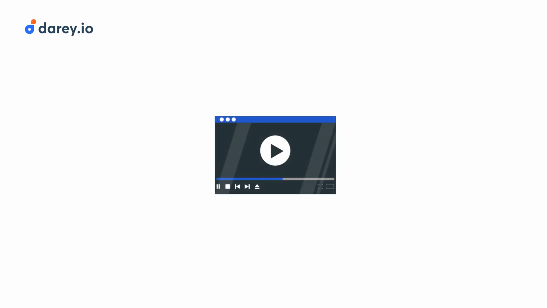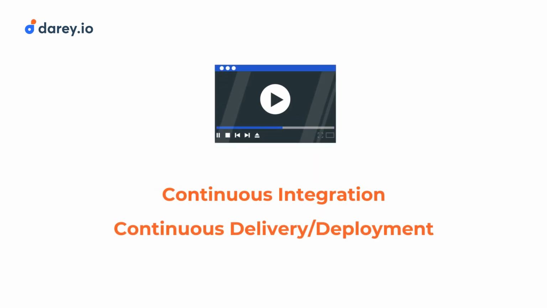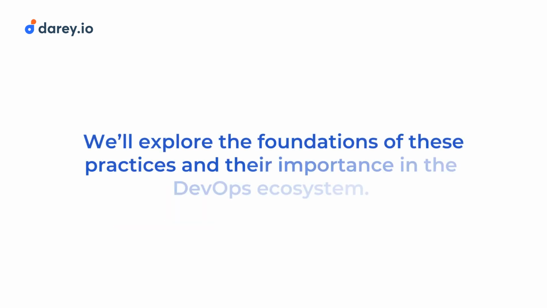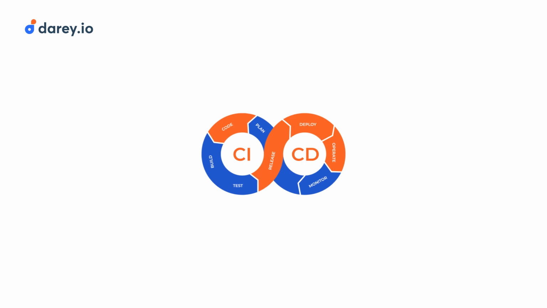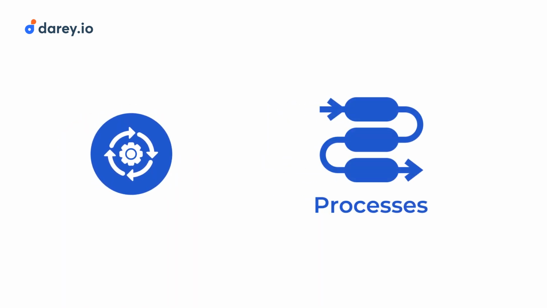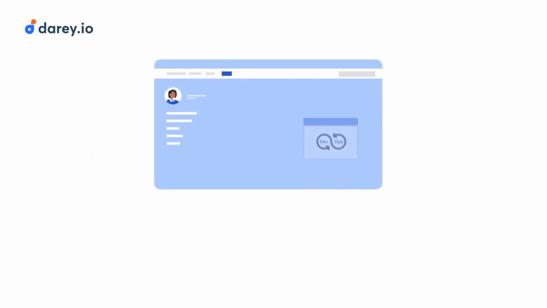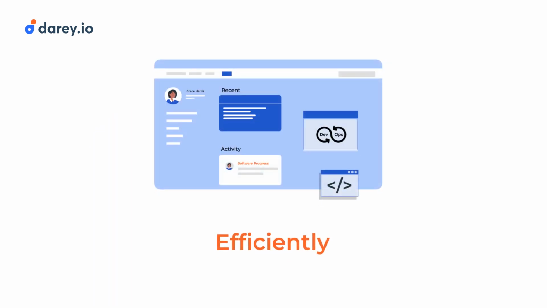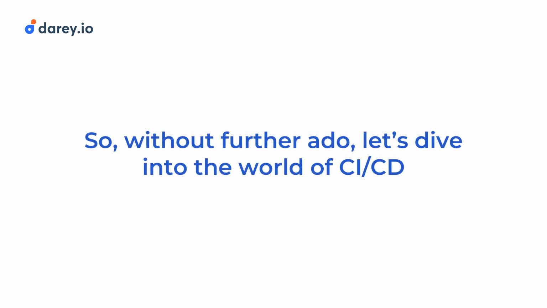In this video, we'll be focusing on continuous integration and continuous delivery and/or deployment. More on that later, but take note that it is commonly referred to as CI/CD. We will explore the foundations of these practices and their importance in the DevOps ecosystem. CI/CD plays a crucial role in streamlining the software development cycle, automating crucial processes, and ensuring that high-quality software gets delivered efficiently. So without further ado, let's dive into the world of CI/CD.